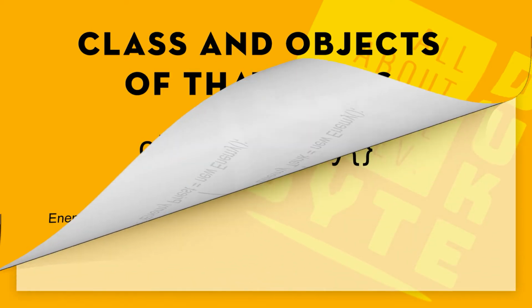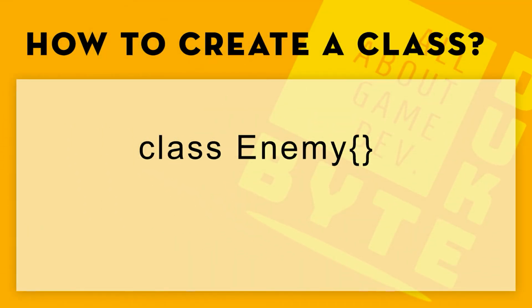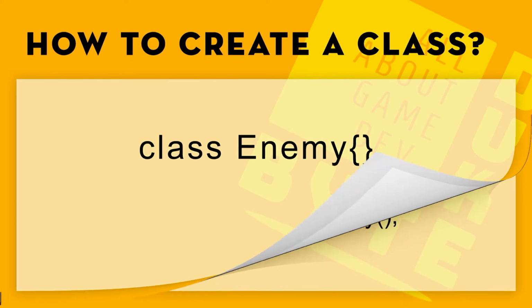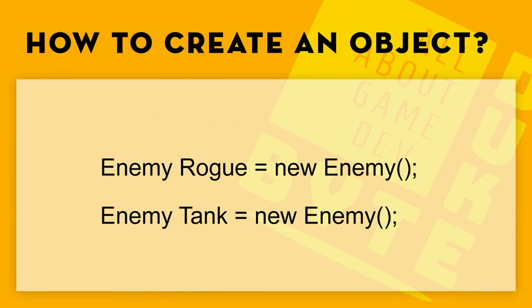How to create a class? The class definition starts with the class keyword, followed by the class name. A pair of braces surround the body of the class. It is not required, but it is a good practice to start the name of the class with an uppercase letter. How to create an object? Objects are created using the new keyword, which allocates memory for a new object. The following statements create two Enemy objects and store references to those objects in two variables.